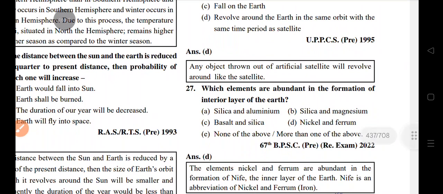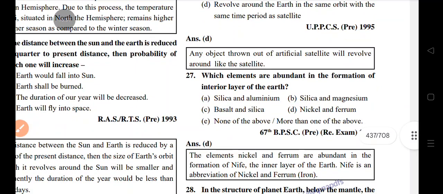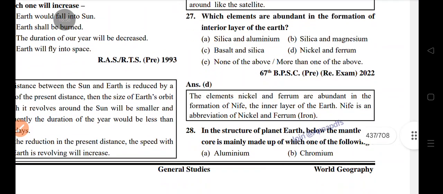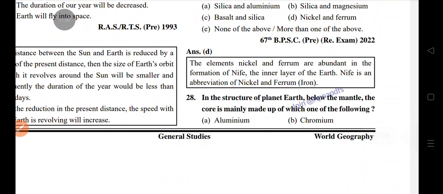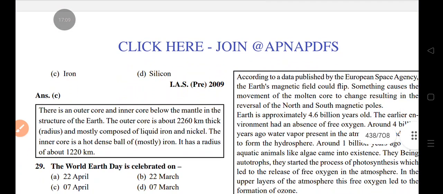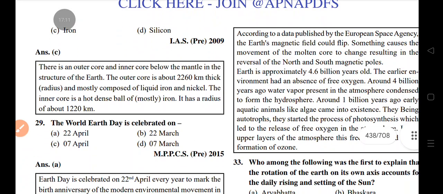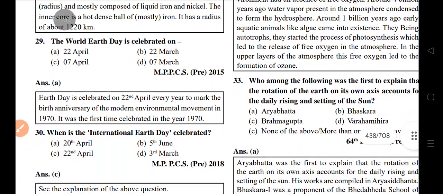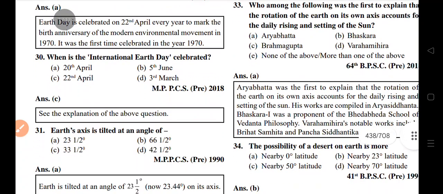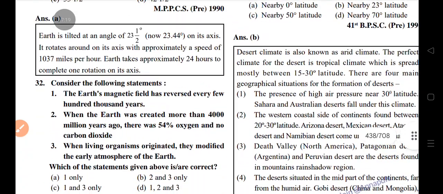These elements are abundant in the formation of the interior layer of the Earth: nickel and ferrous iron. In the structure of the planet, below the mantle the core is mainly made up of iron. World Earth Day is 22 April. International Earth Day, 22 April. Earth's axis is tilted 23.5 degrees.